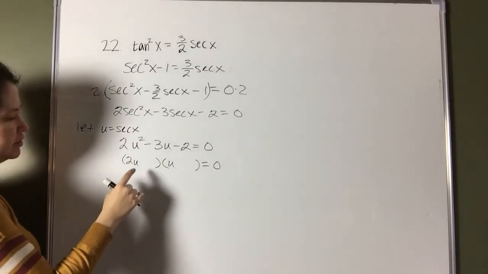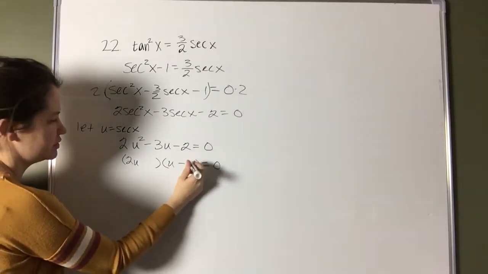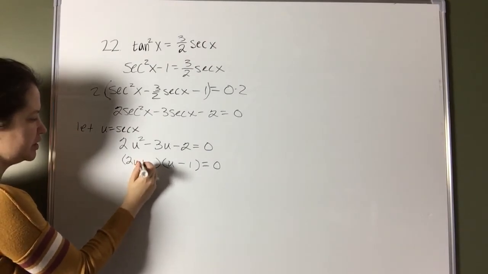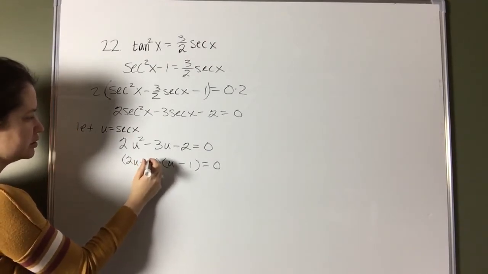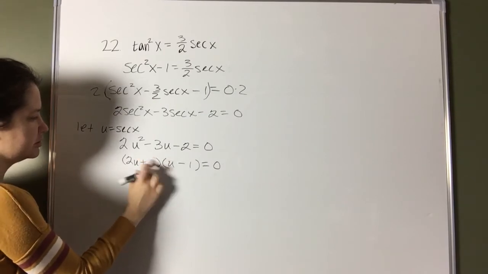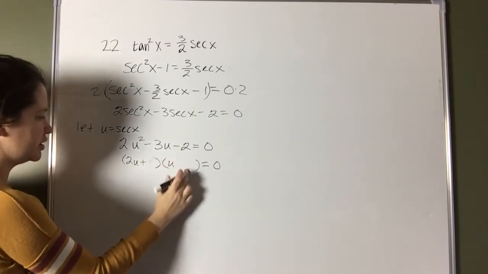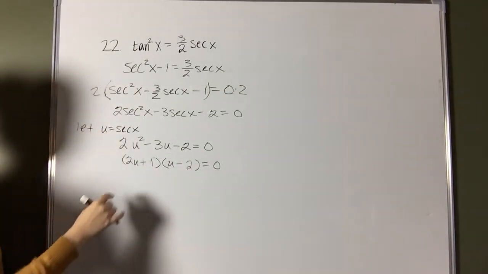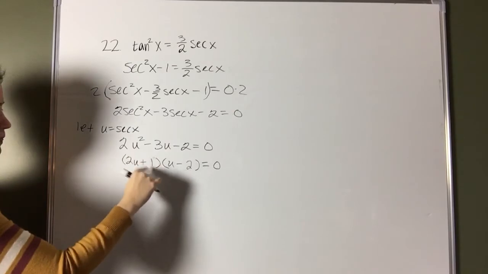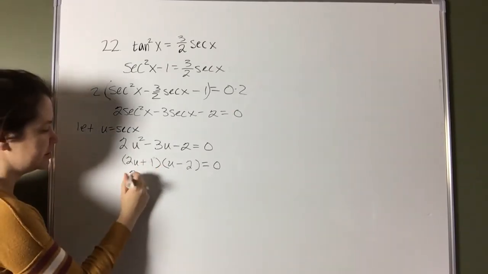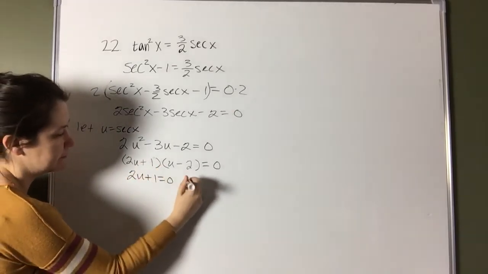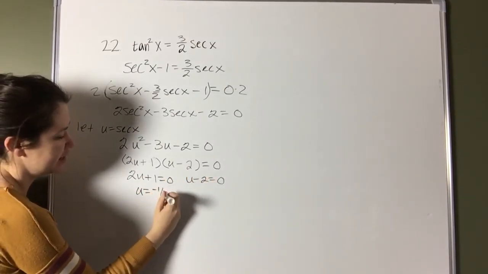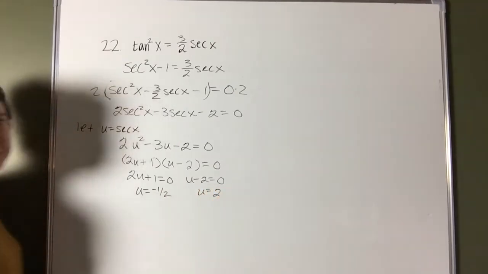Alright, so what do we need to put in here? I think if we put a minus 1 here, and we put a plus 2, no, hold on. If we put a minus 2 here and a plus 1 here. Yep. So then we set these equal to 0. So we get u equals negative 1/2, and u equals 2.